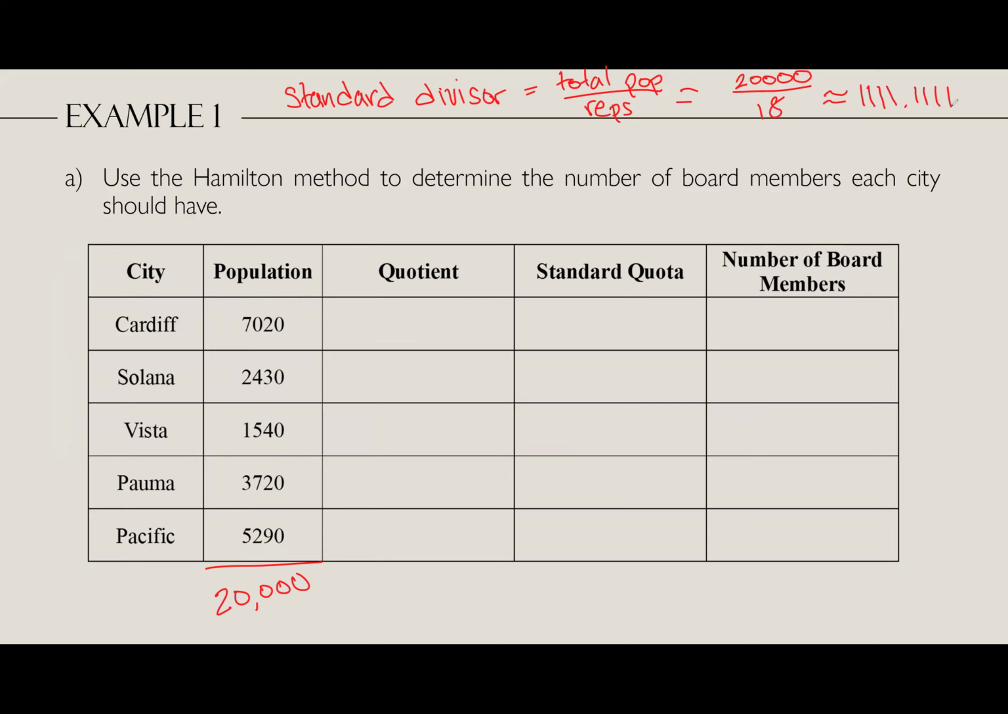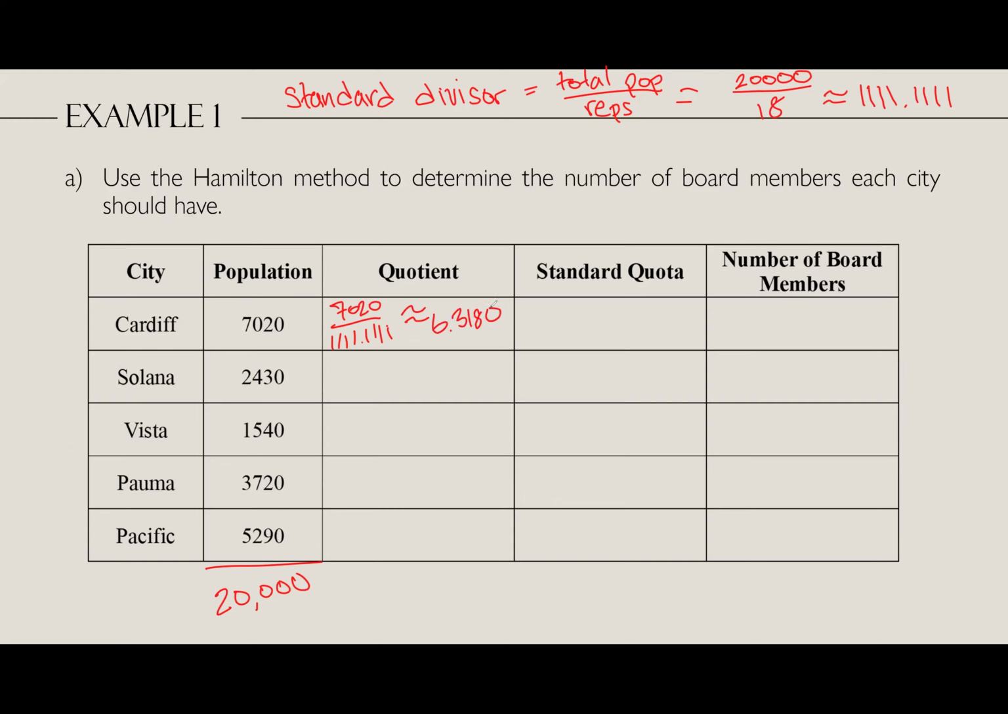So what do I do with the standard divisor? We move into the quotient. So I'm going to start filling out this table. I'm going to go ahead and take each city population and divide by my standard divisor. And I'm going to round to 4 decimals. You probably could do 3 and it would suffice, but 4 should be more than enough. So 7,020 divided by my standard divisor, we get about 6.3180.